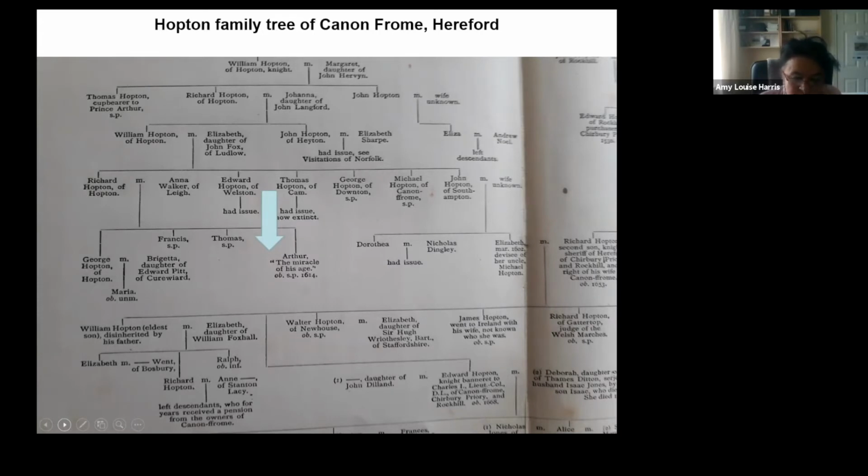But before I leave this slide, I have to bring your attention to where the arrow is pointing. There's a chap called Arthur Hopton. He was known as the miracle of his age, and he died relatively young. I think he was about 25 when he died. But he was a mathematician, and he was the inventor of a theodolite, which is used in surveying.